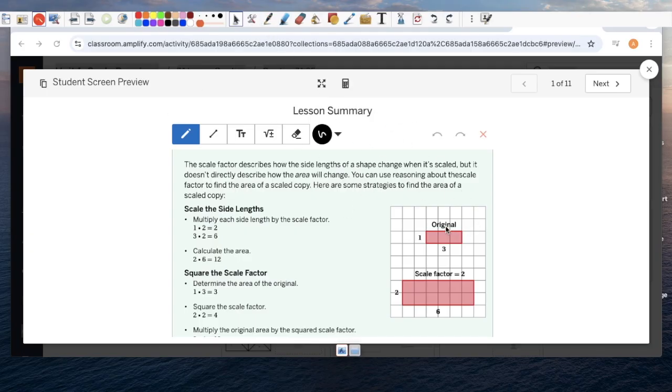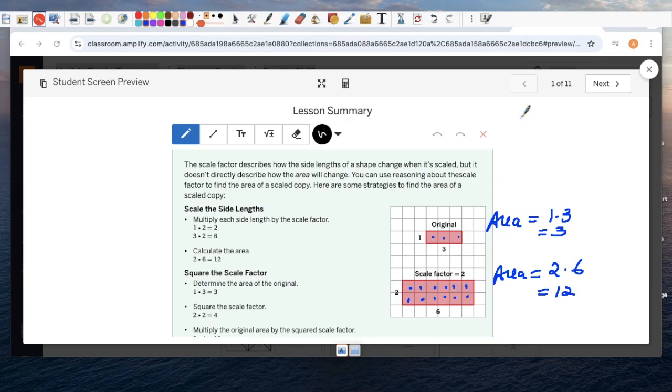So let's talk about the shapes. That's the original. What's the area? Well, the area is the number of square units inside. In this case, there's 1, 2, 3, or you could have just multiplied 1 times 3. And the area is 3. What's the area here? Well, again, you could have said, oh, Mr. Cho, that's easy. It's 2 times 6, right? And that is 12. 1, 2, 3, 4, 5, 6, 7, 8, 9, 10, 11, 12.